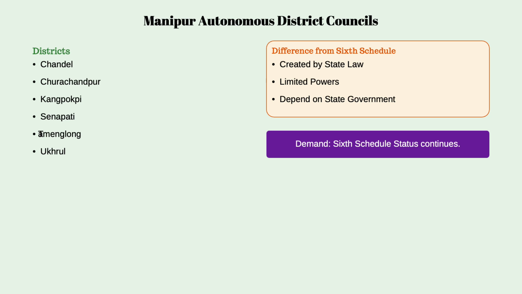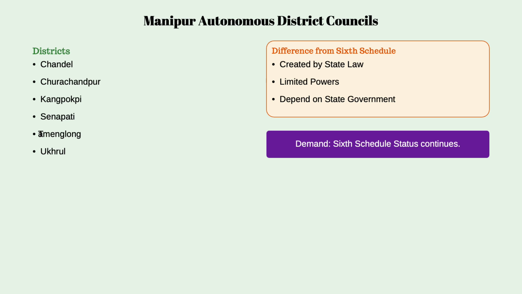So there is a situation here. It is created by state law, it has very limited powers, and it is dependent on the state government. The state government can make changes anytime it wants. So it's kind of like autonomy, but without any autonomy. Which is why they're demanding 6th Schedule status.